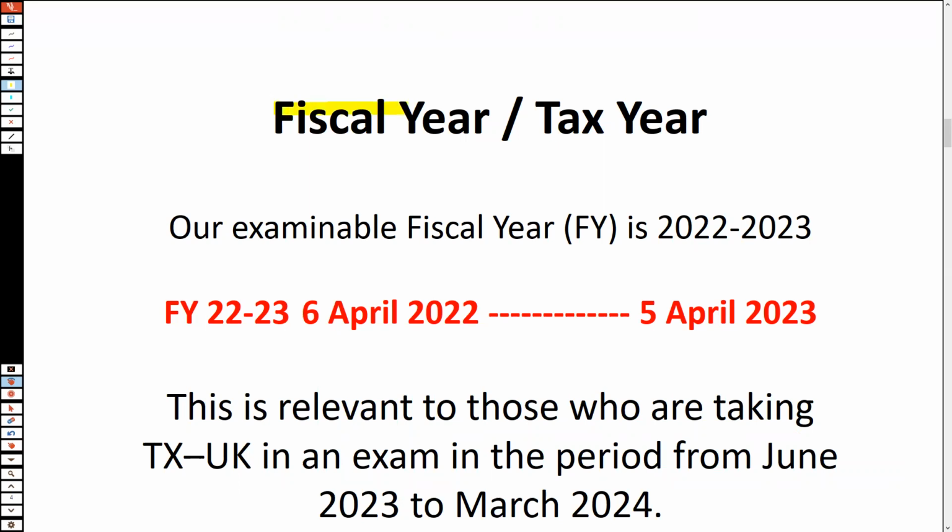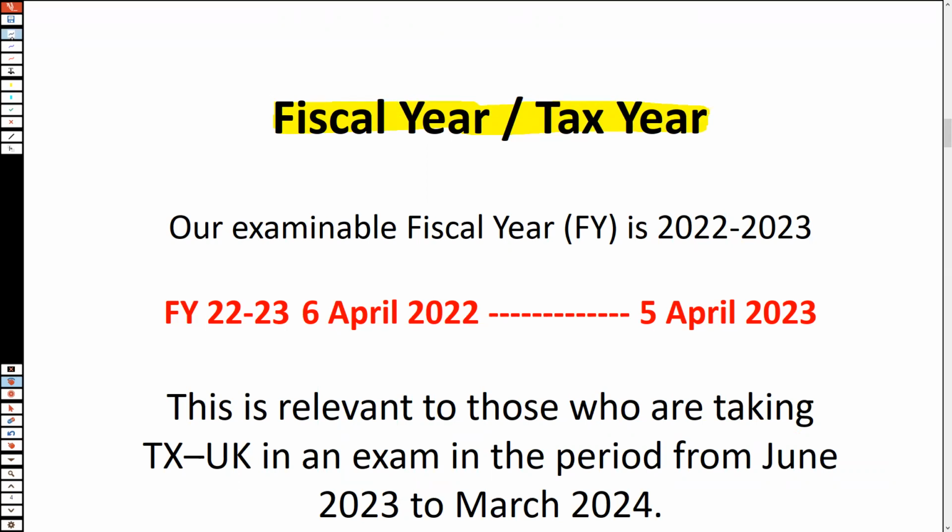What exactly do you mean by the fiscal year or the tax year? Every country has its own tax system and has its own defined dates for the tax year. For example, the Pakistani tax system operates from 1st July to 30th June the next year.